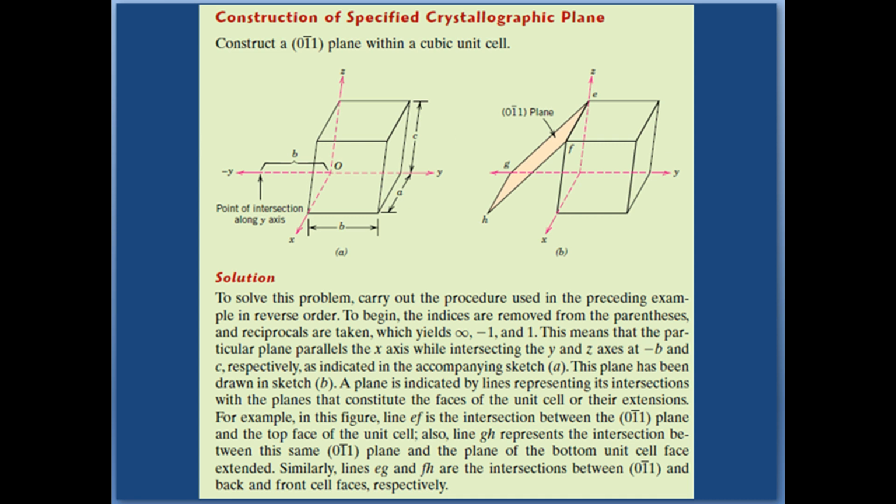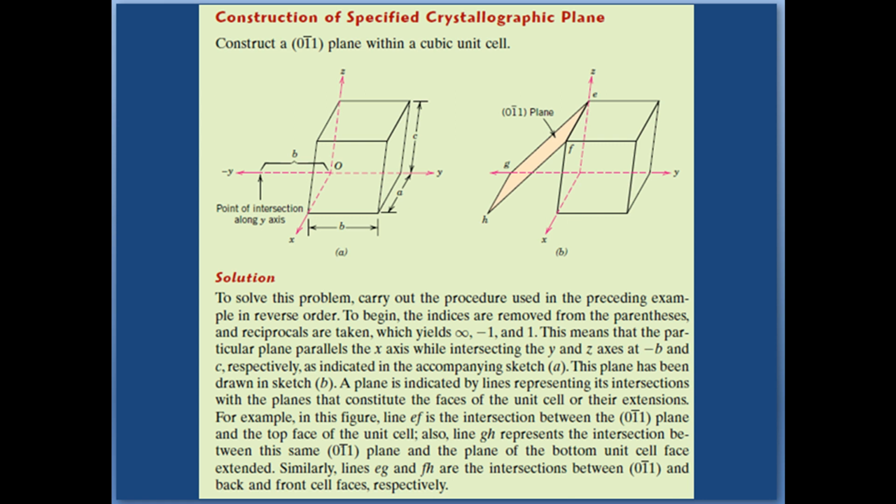Now to begin, the indices are removed from the parenthesis. What are the indices given to us? 0, 1 bar and 1. They are removed from the parenthesis, and reciprocals are taken, which gives the values as infinity, -1 and 1. This means that the particular plane parallels the x-axis while intersecting the y and z-axis at -b and c respectively, as indicated in figure A. This plane has been drawn in figure B.